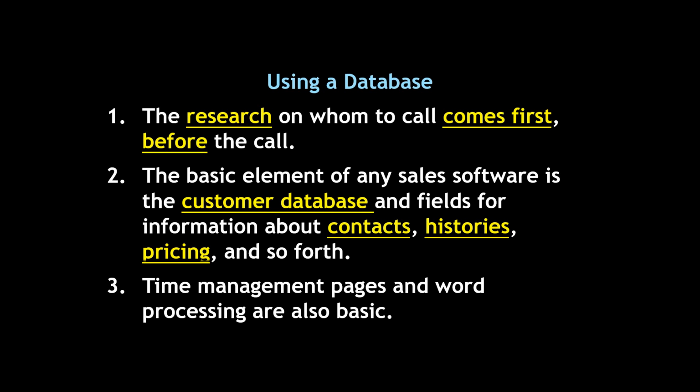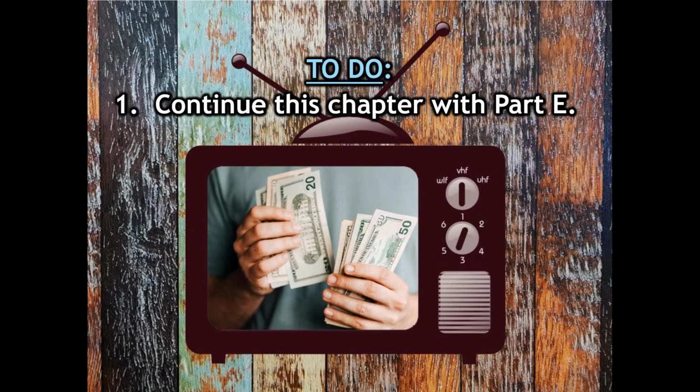The basic element of any sales software is the customer database and fields for information about contacts, histories, pricing, again, all the different types of information that we talked about before. Time management pages and word processing are also rather basic in a lot of the different types of sales software available to help you make notes and keep up with schedules and that sort of thing. So that is step one. That's prospecting.